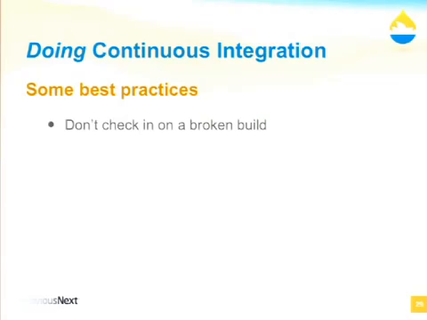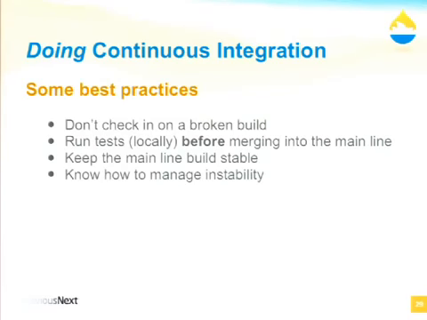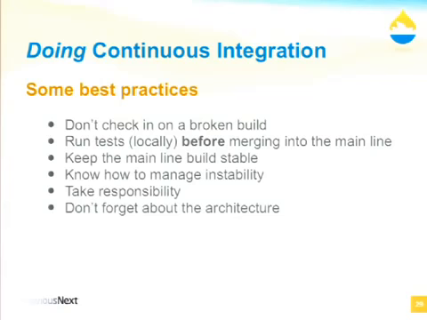Okay, I'll skip through these a little bit quicker. This is once you've got an automated build and you get going. These are the sort of things that we're aiming to do: best practices to maintain that quality. So not checking in on a broken build, running tests locally before merging. We covered that. Keep the mainline build stable. Know how to manage instability. So it's all about having these policies, and then probably having a system around who's responsible for fixing things that break.